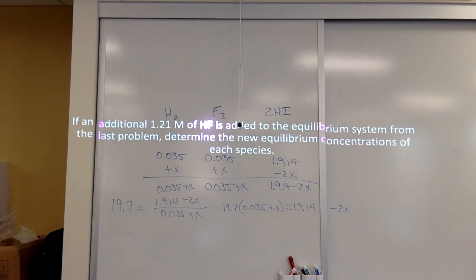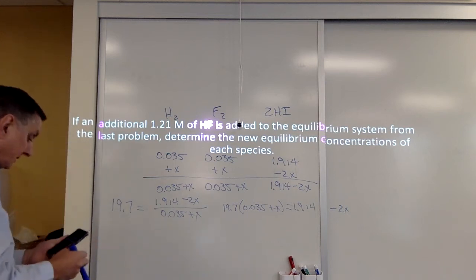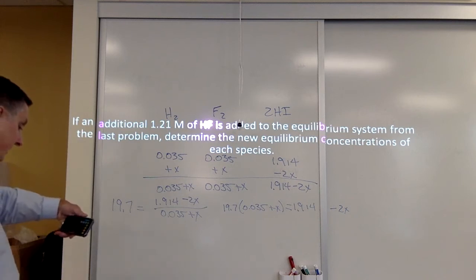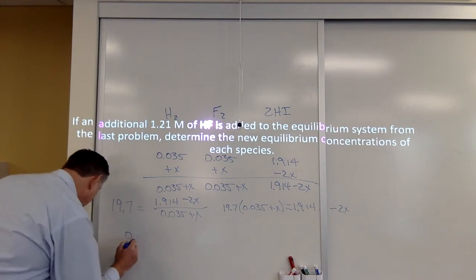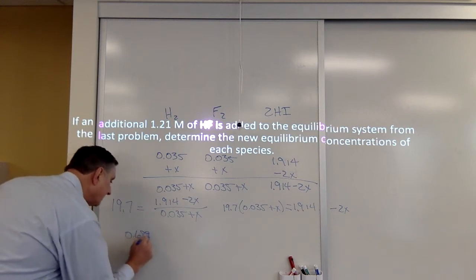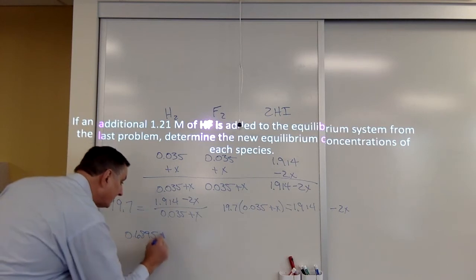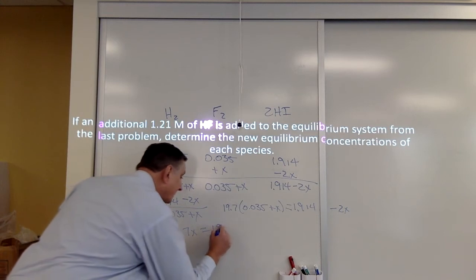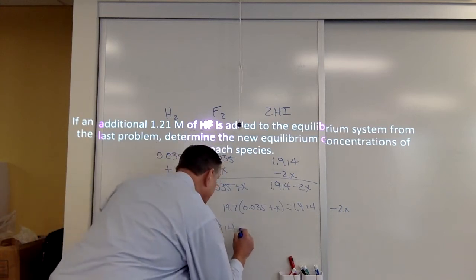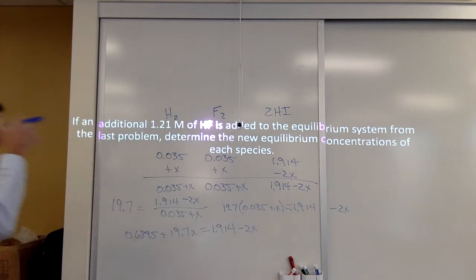19.7 times 0.035 is 0.689, 0.690. I'll keep it for now, 0.6895. We can always round at the end. Plus 19.7x is equal to 1.914 minus 2x. All right, I'm going to subtract 0.6895 from both sides.